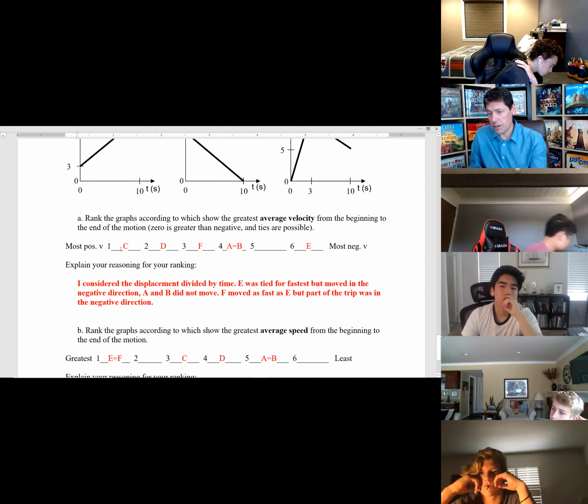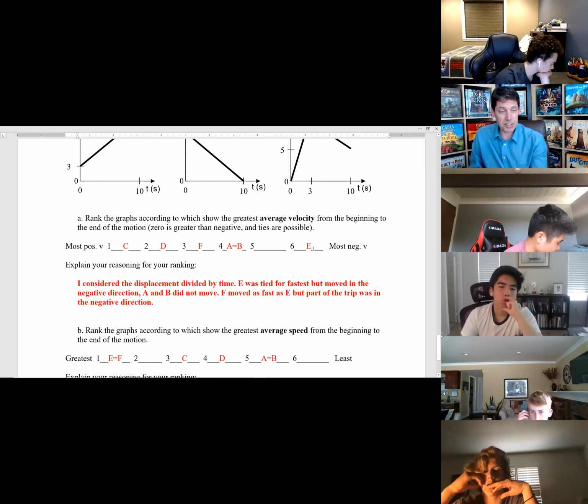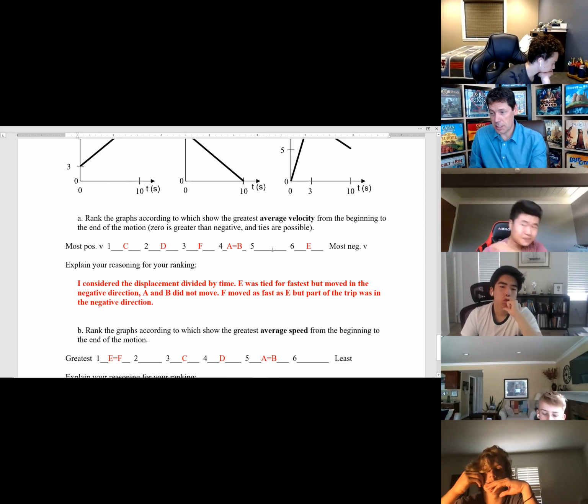So C ends up being the most positive, D is the next most, F is next, A and B are tied, and then E is the most negative. The way I've filled in the blanks, since these were tied, I just skipped 5 and put that in 6.